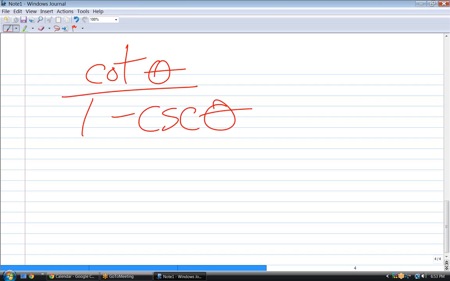Well, I can turn both of these into sines and cosines. And that probably is the way to go. So let's do it. What's cotangent in terms of sine and cosine? It's cosine over sine. Okay, and cosecant is?